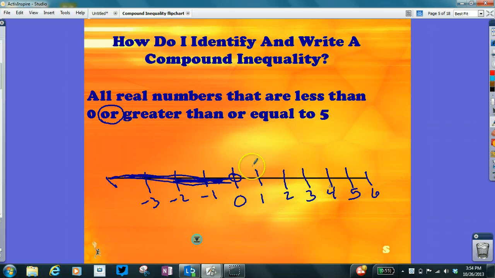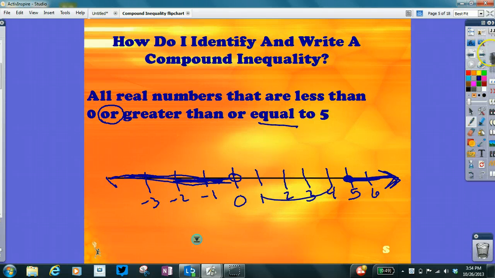So if I look at it and I say, okay, 5, it also says equal to, closed dot, and it has to be greater than. So when I look at this problem, I know in here, none of these can be my solution, from 0 all the way up to 5. But 5 on can be a solution, and also anything up to 0.